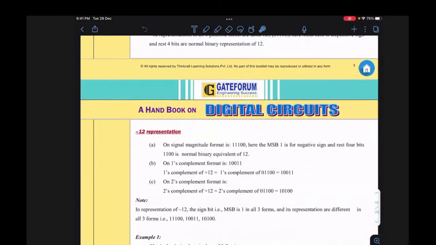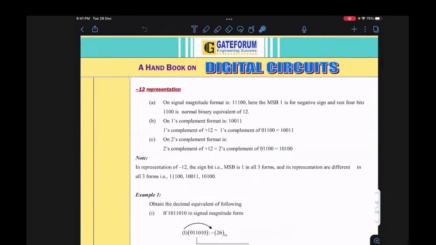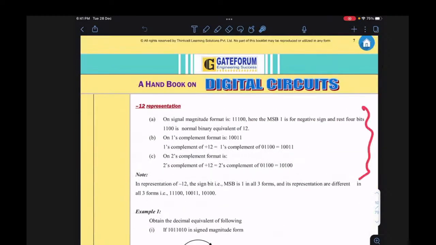So plus 12 is 0, 1100, and this is the same for all three categories. All three possible forms are the same. Here the MSB is 0, which is the sign bit. MSB is 0 for positive sign. The rest 4 bits are the normal binary representation of 12. Very simple, right? But the important segment is minus 12.